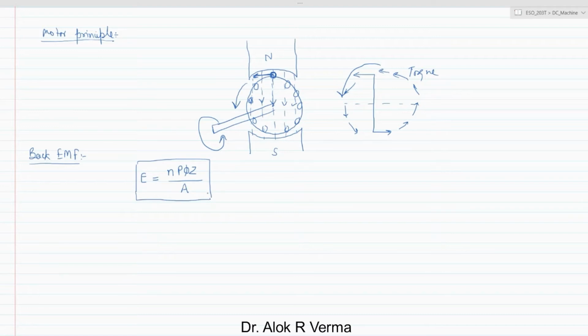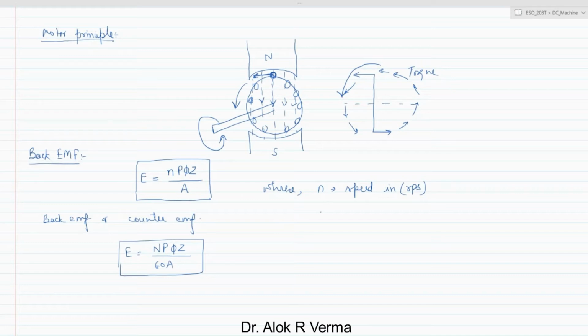In the case of a motor, this generated EMF is known as the back EMF, or also the counter EMF, because it is produced against the polarity of the applied voltage. The symbols have the usual meaning, so we can just recall where n is the speed in RPS. If it is in RPM, then we can write it as N P phi Z by 60A. That will be in RPM.